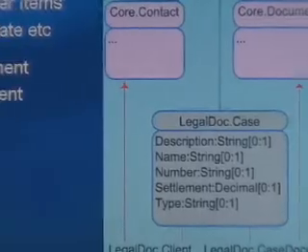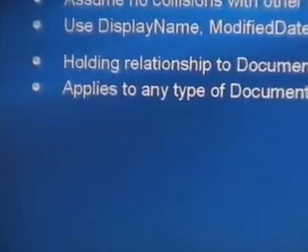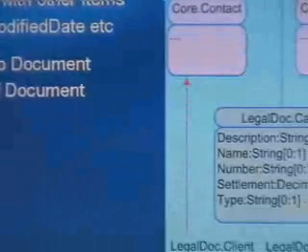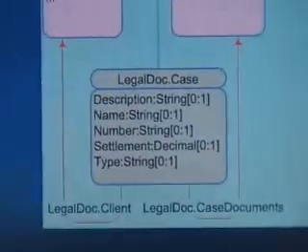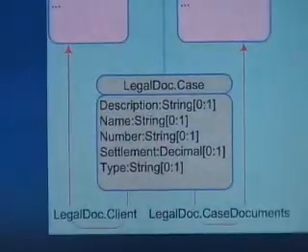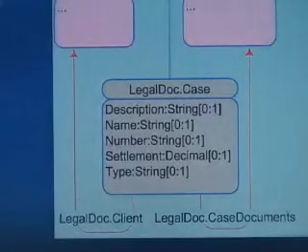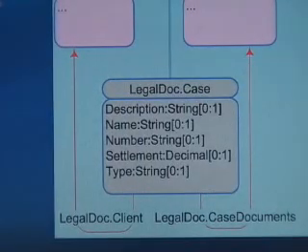However, I can define relationships which relate it to the existing types. So I have this idea of a LegalDoc client and a LegalDoc case documents, which ties my case item into the world that is understood by various other applications that exist within the system. And of course, I can establish whatever properties I need on case in order to make it work.